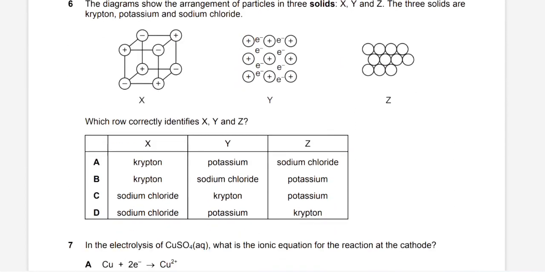Question number 6. The diagram shows the arrangement of the particles in 3 solids X, Y and Z. The solids are krypton, potassium and sodium chloride. You must know what krypton is. Krypton is a non-metal, okay? Potassium is a metal, it will have metallic bonding, okay? And sodium chloride is an ionic compound.